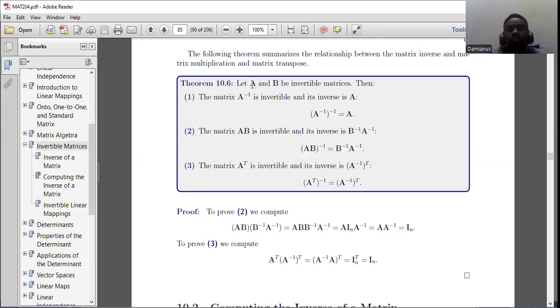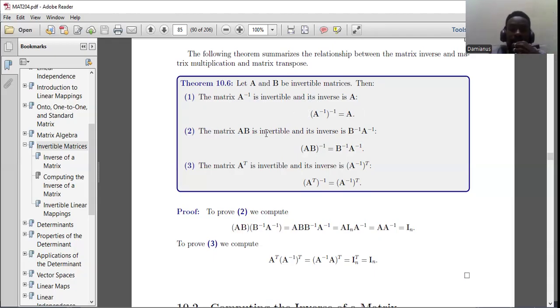10.6 says that, let A and B be invertible matrices. Then the matrix A inverse is invertible if A itself has an inverse. Obviously, this is its own inverse. So you can read this as: the inverse of A inverse is A. You're taking the inverse of the inverse of a matrix to get the matrix.